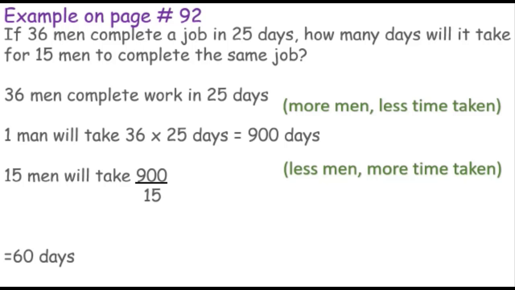Dear students, now you can see that the condition of inverse proportion is being followed here. When the number of men are increasing, the time quantity is being decreased. So, one man will take 36 multiplied by 25 days, that is equals to 900 days. 15 men will take 900 divided by 15. Okay, here less men, more time taken. The men are decreasing and the time quantity is increasing. That is equals to 60 days, and the answer is 60 days.